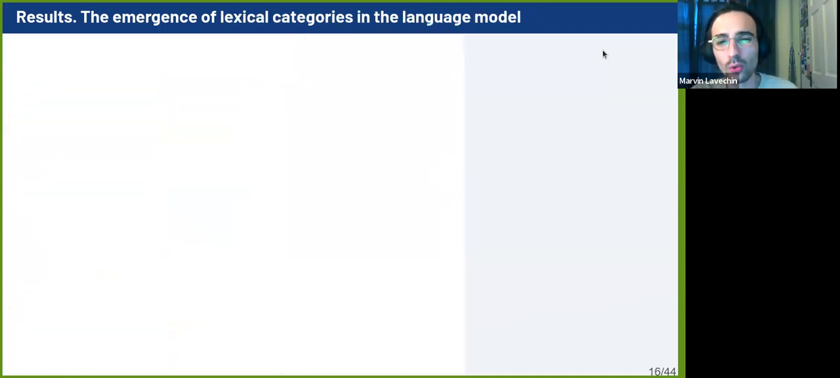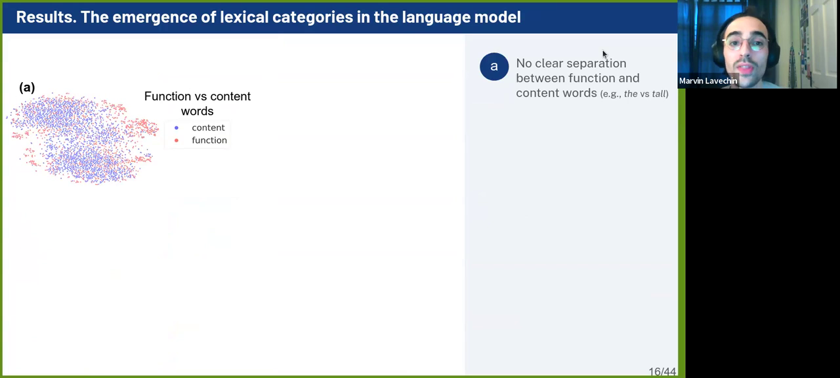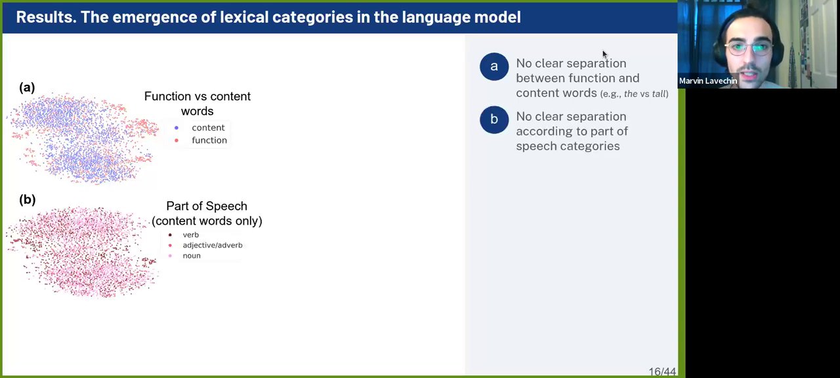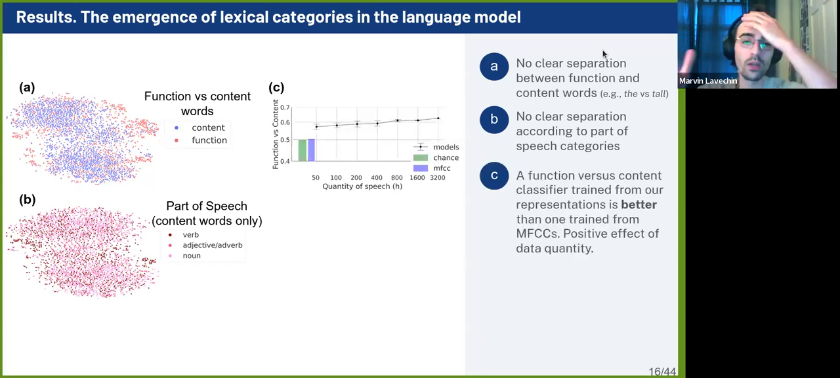So we run a similar analysis on the language model for lexical categories. This time, t-SNE analysis does not reveal a clear separation between function and content words, nor for part of speech categories. However, we use a different technique to evaluate our model, which is linear probes. Basically you train a linear classifier on top of the learned representations and you evaluate whether this linear classifier can discriminate between different classes. We do that for function versus content words and for part of speech categories.